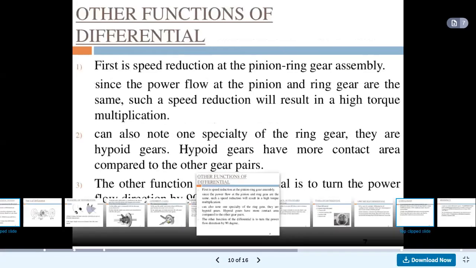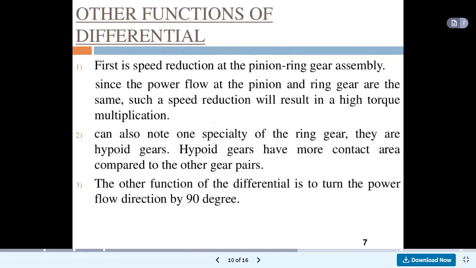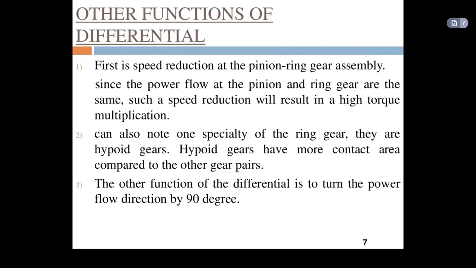If we see the functions of the differential, first is the speed reduction at the pinion and ring gear assembly. So here speed reduction takes place. Since the power flow at the pinion and ring gear is the same, such a speed reduction will result in high torque multiplication.